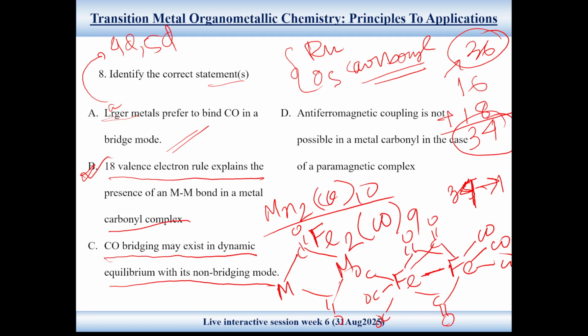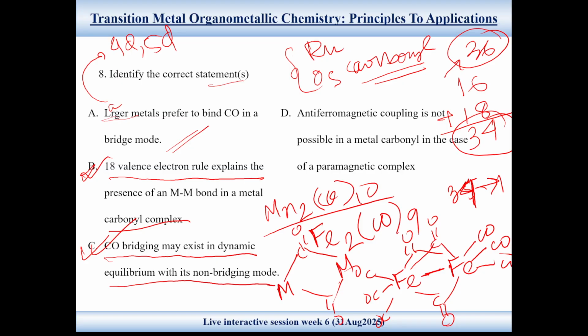So CO can be terminal or it can be bridging also, or it may have an equilibrium. That is called the dynamic equilibrium. That means at some instant it is bridging and at some instant it is terminal. So it is in between bridging and terminal, and this is called the dynamic equilibrium. So this is also possible for the CO bridging case. If you increase the temperature, maybe the bridge will break and it will become a terminal CO. So this is a correct statement.